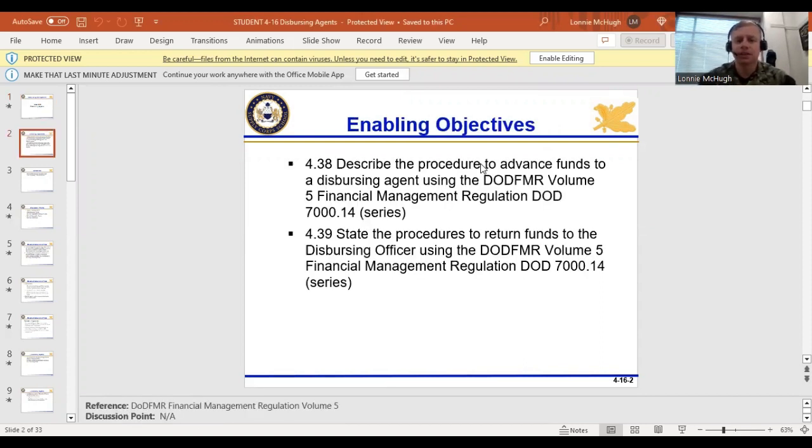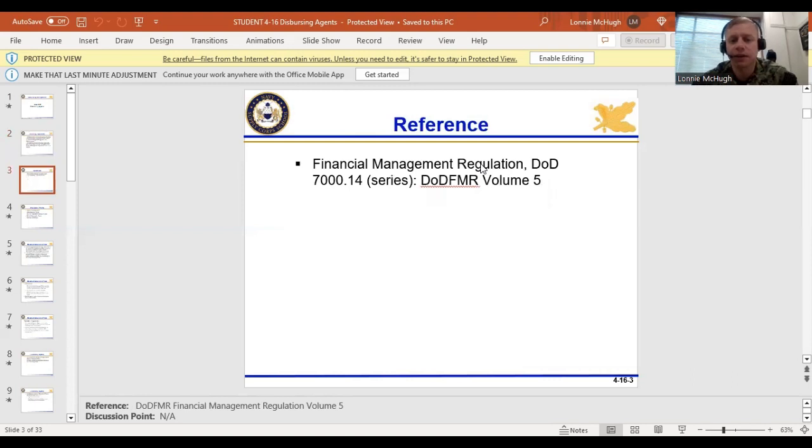So our enabling objectives for this evening are: describe the procedures to advance funds to a disbursing agent using the DoD FMR Volume 5, and state the procedures to return funds to the disbursing officer using the DoD FMR Volume 5. In order to do that, there's a few definitions we need to break down first. So we're going to dive right into that.